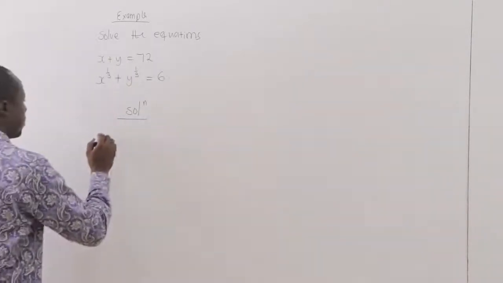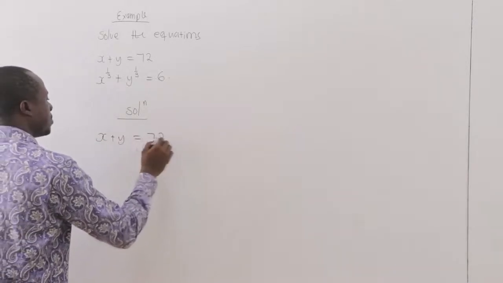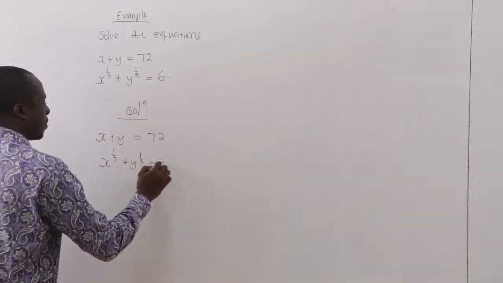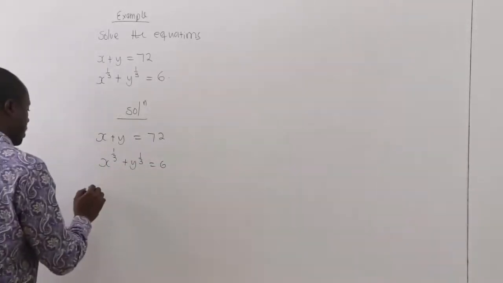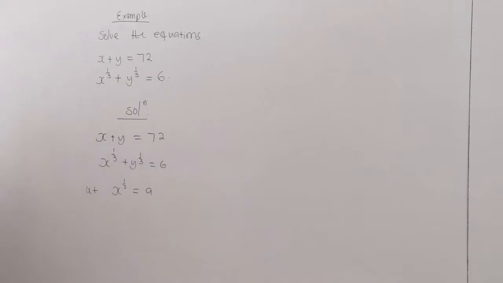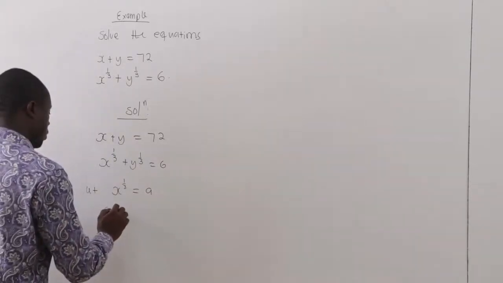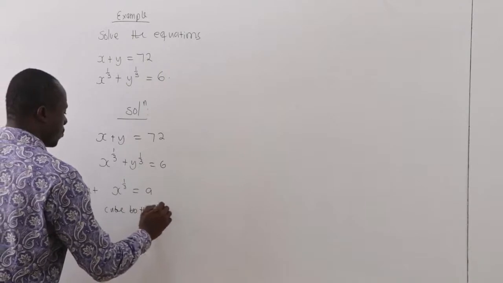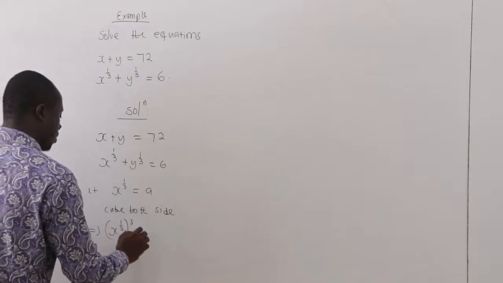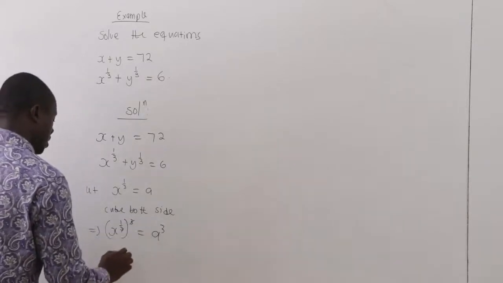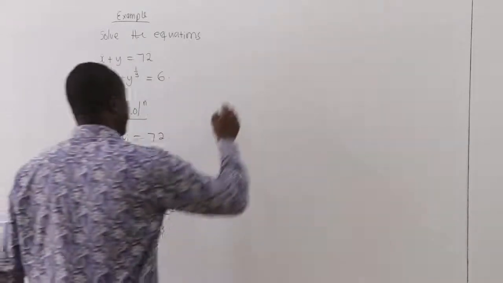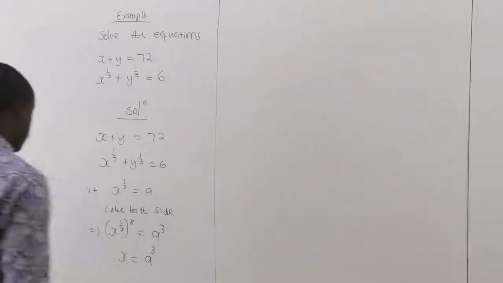Now let's see, we have x plus y equal to 72. And then we also have x to the power 1 over 3 plus y to the power 1 over 3 equal to 6. So here, let x to the power 1 over 3 be equal to a. Now let's cube both sides. What do you have? X to the power 1 over 3, all to the power 3, a to the power 3. This will cancel this. X is just equal to a to the power 3.